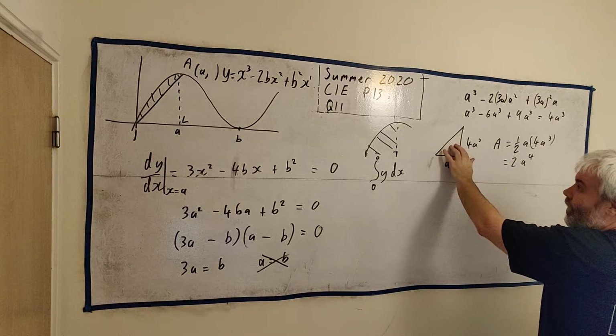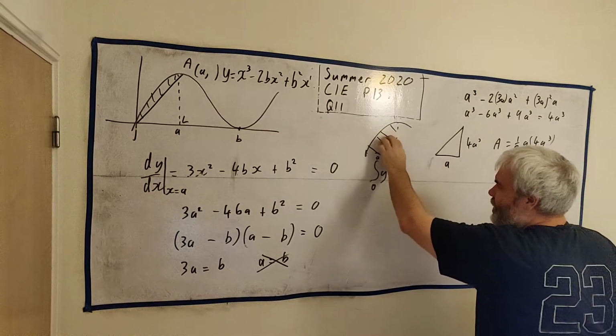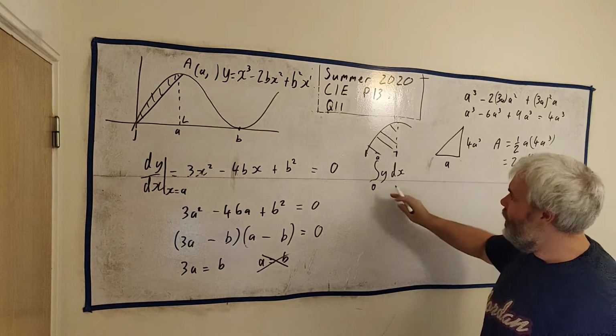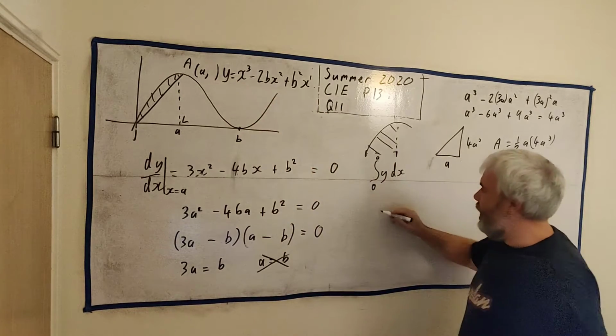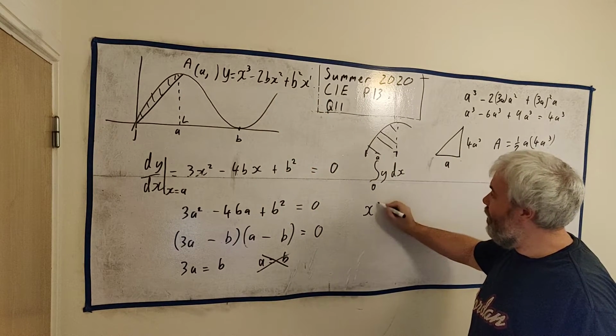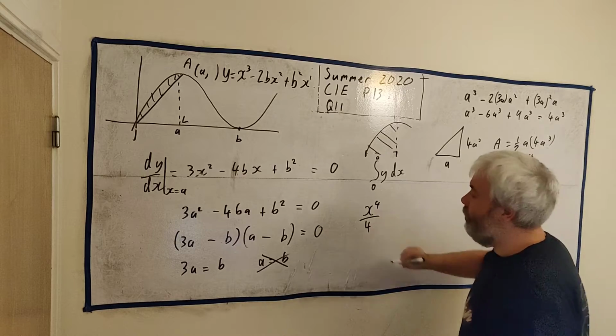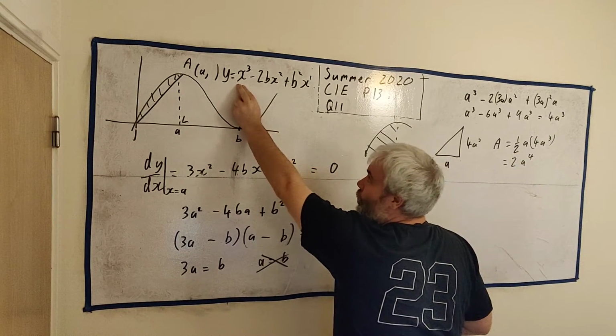That's the area of this triangle here. Let's get the area of this guy. Let's do this integral here. So the integral of y, the integral of this big mess here, is, let's see, x to the power of 4 divided by 4. That's the integral of x cubed.